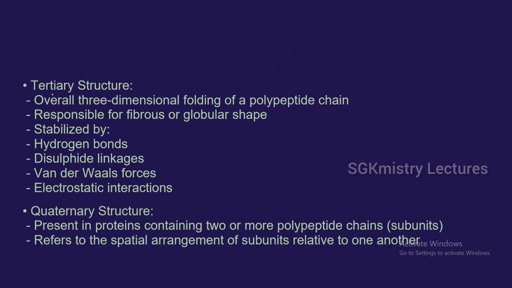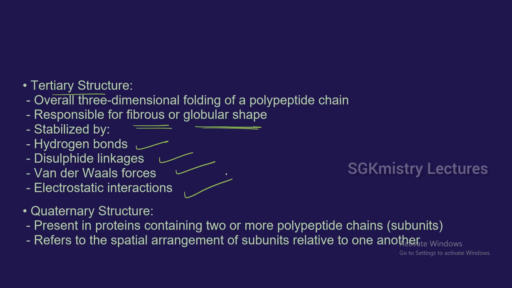Next is tertiary structure. Tertiary structure represents the overall folding of the polypeptide chain and it is responsible for formation of the fibrous or globular structure of the proteins. And the main forces which stabilize the secondary or the tertiary structures are the hydrogen bonds, disulfide linkage, van der Waals forces, and electrostatic interaction if there are any ions present.